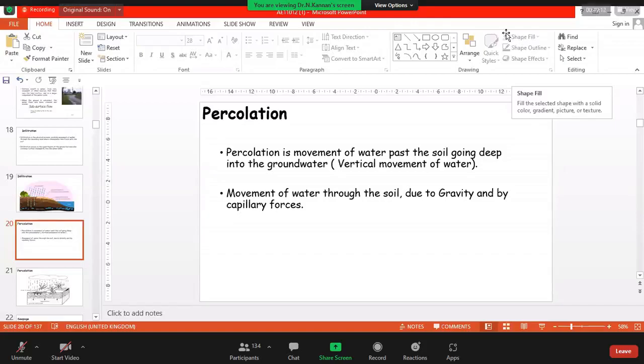Hygroscopic and gravity. I just want to tell you, this is infiltration. Below this, of course, is percolation. If you are going further, that is called deep percolation. This is percolation, this is deep percolation, right?